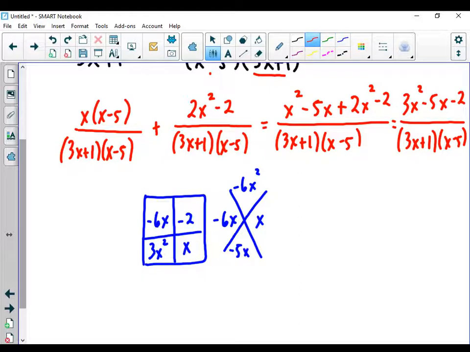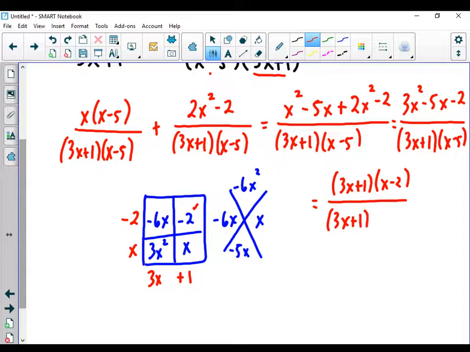So if I look at 3x squared and x, they have an x in common. X times 3x would give me the 3x squared. X times 1 would give me x. And 3x times negative 2 would give me negative 6x. And always check it, negative 2 times 1 is negative 2, so it works out. So I could actually rewrite this as 3x plus 1 times x minus 2. All that's over the 3x plus 1 times x minus 5.